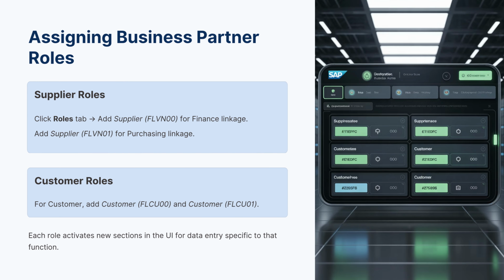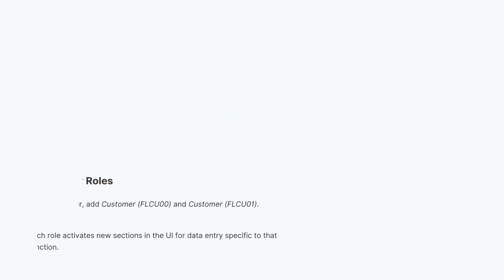Assigning business partner roles: navigate to the Roles tab. Click Add and select the roles you need. Supplier FLVN00 for finance, Supplier FLVN01 for purchasing. For customer setup, FLCU00 and customer FLCU01. Each role adds new sections like company code, purchasing, or sales area for corresponding data entry.